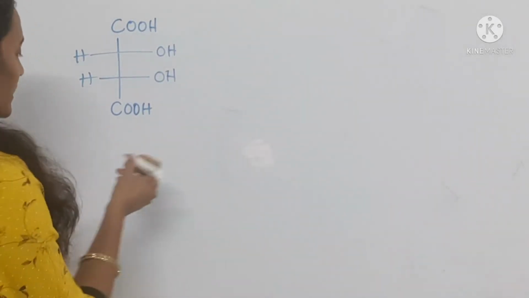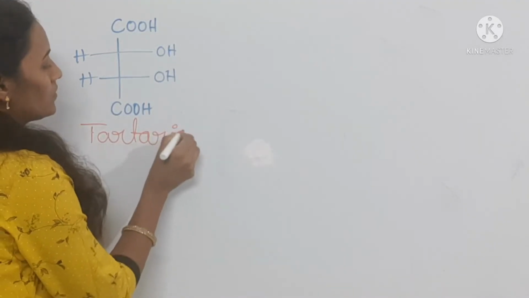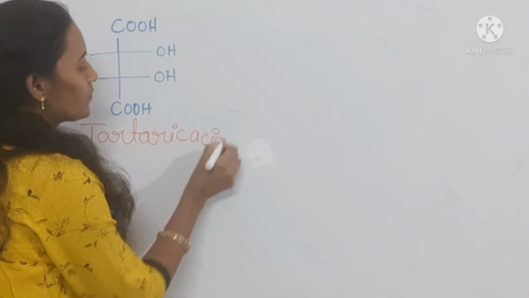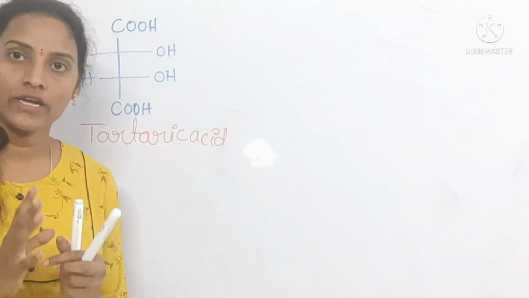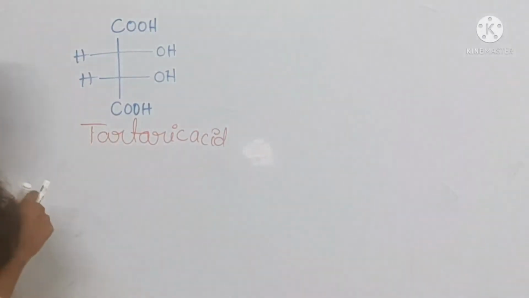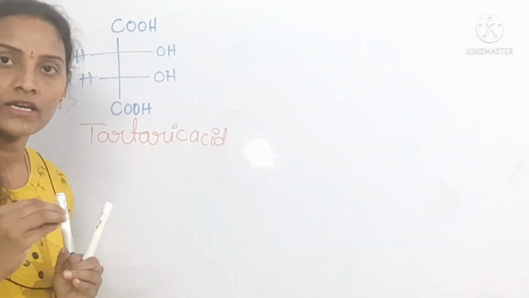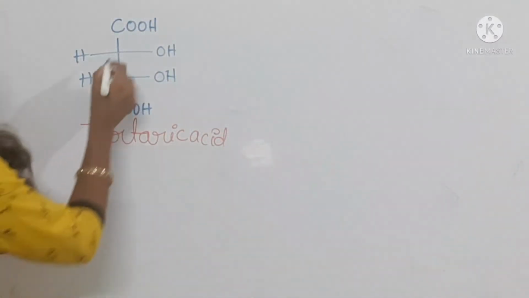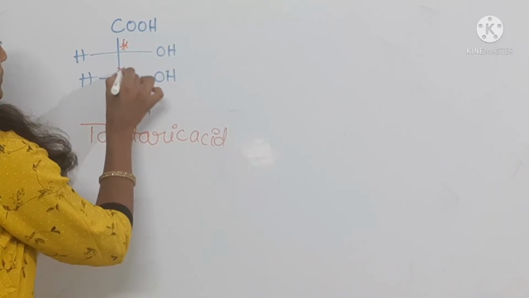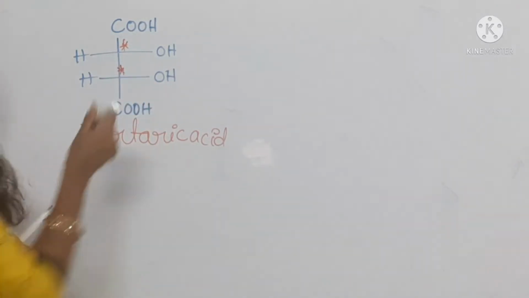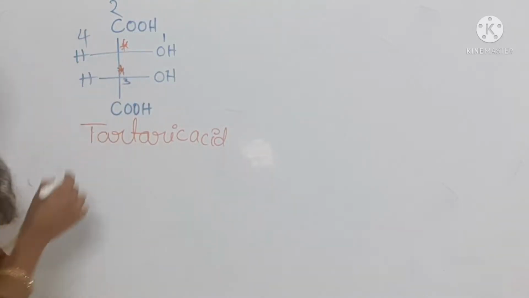See, this is the tartaric acid. Just try to give numbering. After that, assign which configuration is present on the chiral centers. See, this is one chiral center. Here two chiral centers are there, the first one and the second one. See, this is number 1, 2, 3, 4, students.